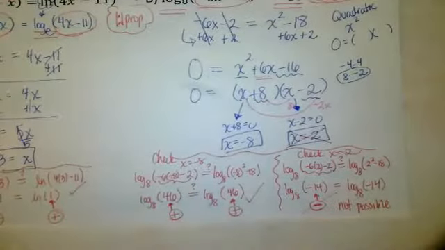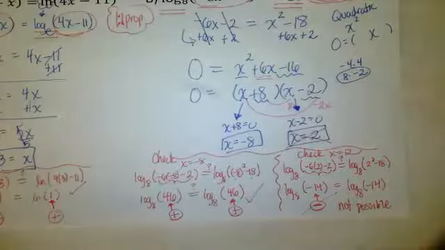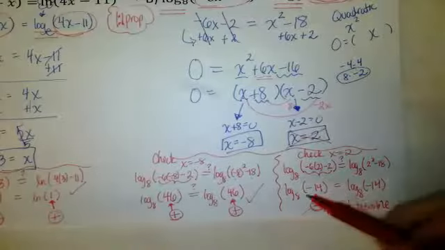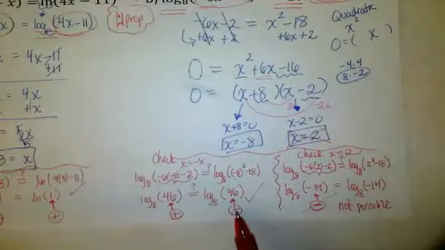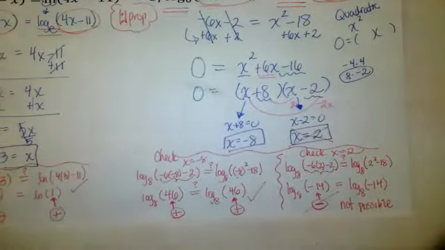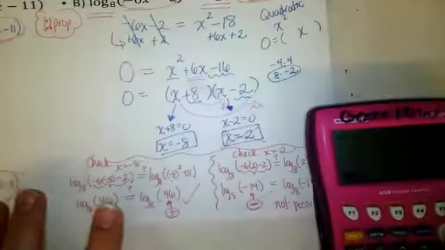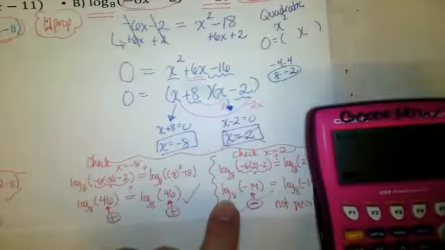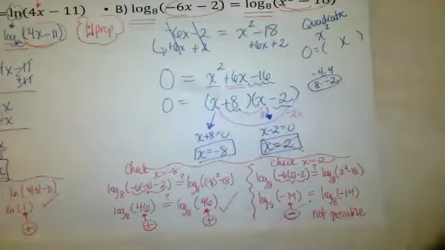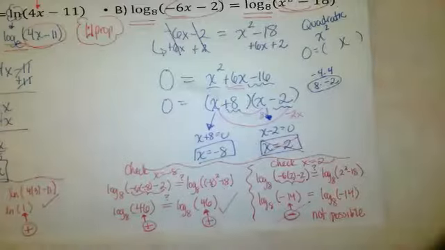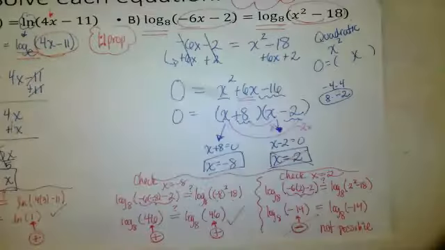Only the negative 8 works, okay? So the real key here is making sure that whatever's inside the argument has to be a positive result. Negatives don't work, okay? And again, when in doubt, try it on your calculator. Log of negative 14, non-real, error. Doesn't work. Your calculator hates that. Okay? All right, questions on letter B.